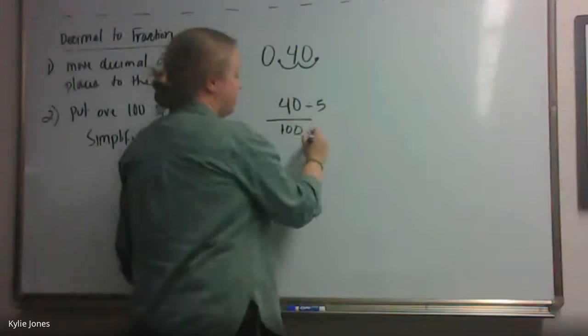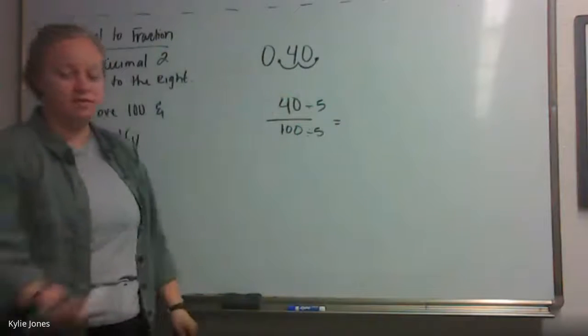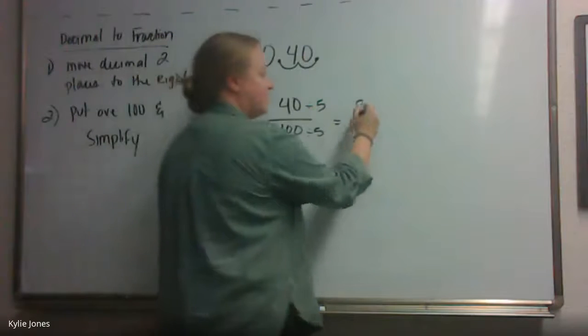So let's do 5. Wait, no, 10 would be better. We can do 10 too, but let's start with 5. Okay. So what is 40 divided by 5? I can't really see it. 8. 8.